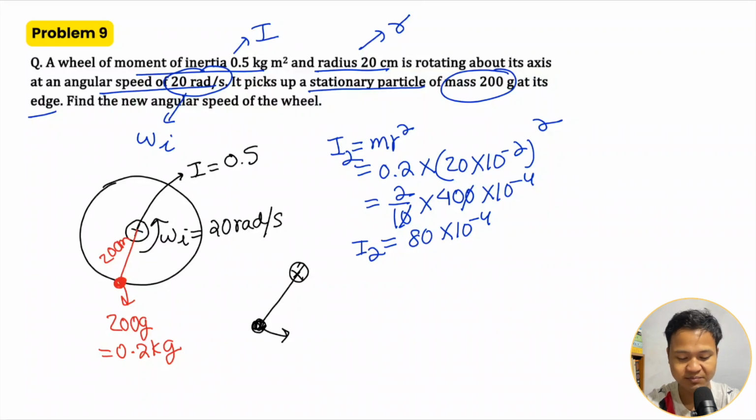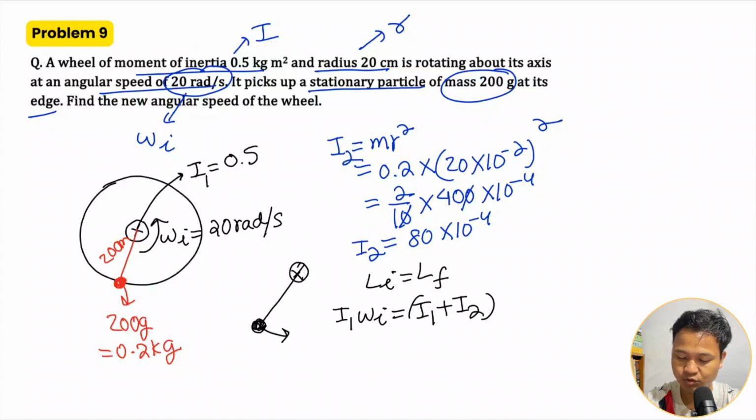So here you can conserve angular momentum. L initial equals L final. So I initial omega initial equals I final omega final. So I1 into omega initial should be equal to I1 plus I2 into omega final.